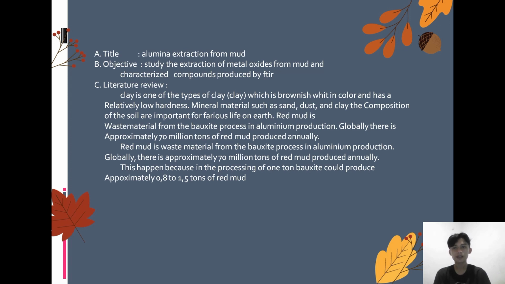Literature review. Clay is one of the types of clay or mud, which is brownish in color and has a relatively low hardness. Mineral materials such as sand, dust, and clay, the composition of the soil, are important for various life on Earth. Red mud is waste material from the bauxite process in aluminum production. Globally, there are approximately 70 million tons of red mud produced annually.